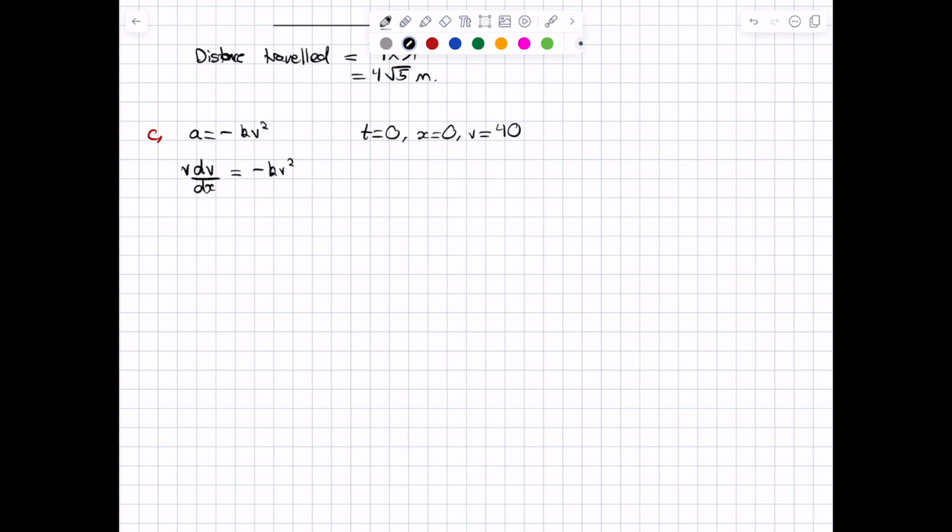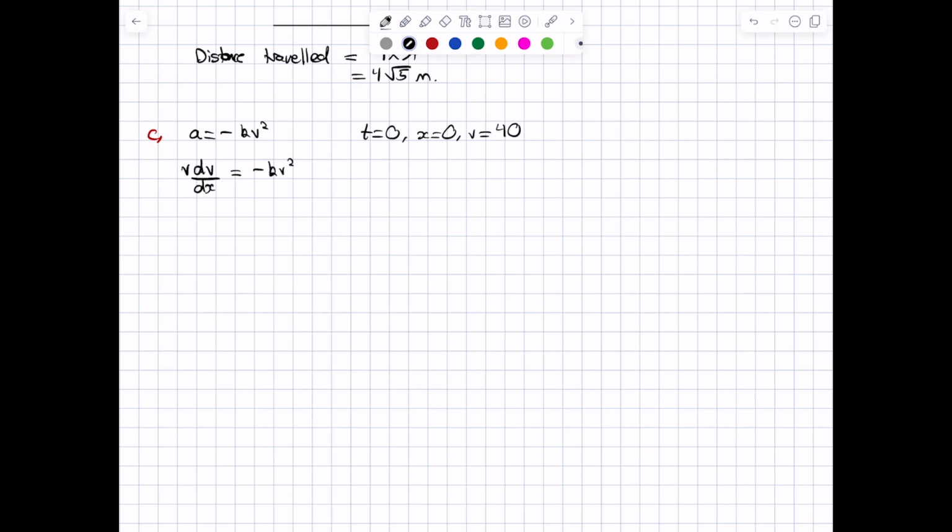Okay, you wouldn't want to use d2x on dt squared because that involves the t variable, which is not exactly what we want. We don't want to involve time here. We're trying to link velocity with displacement. So let's separate out our variables.